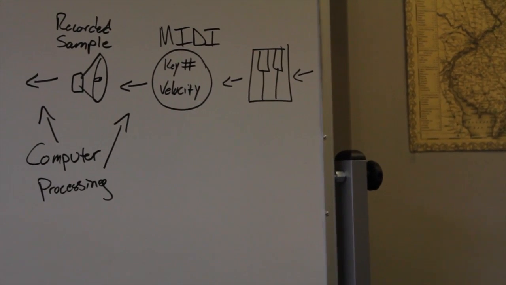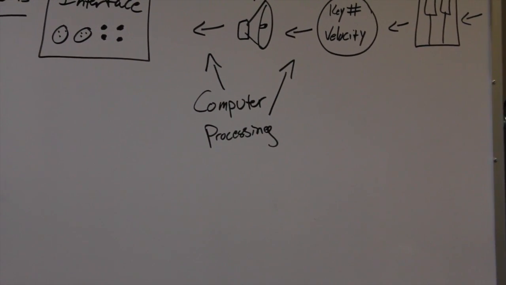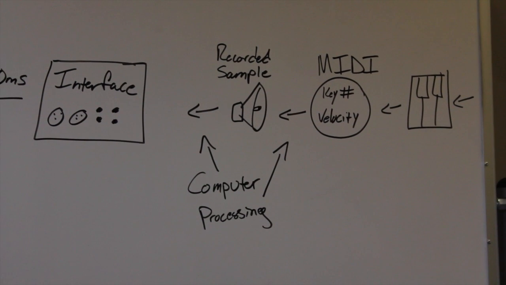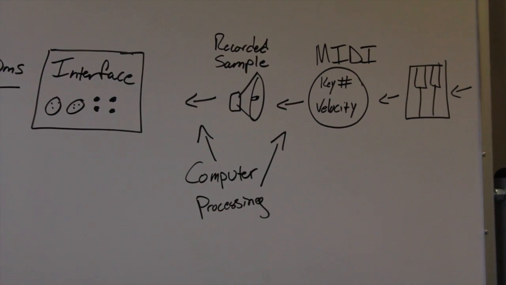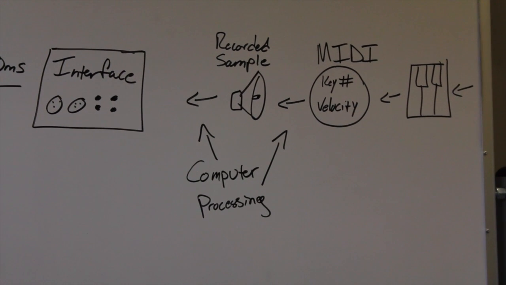So the key sends MIDI information to the computer, and the computer says, okay, cool, I need to find key number 63, which is middle C, again, I think, and I need to find it played this hard at velocity 100. Cool. So I'm going to go and find it. I'm going to grab it.